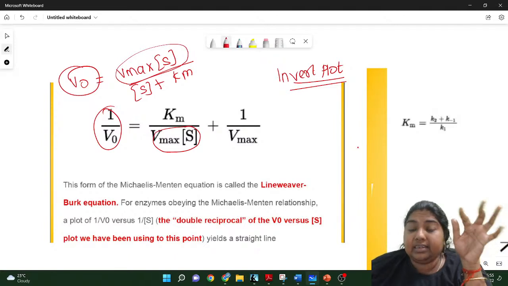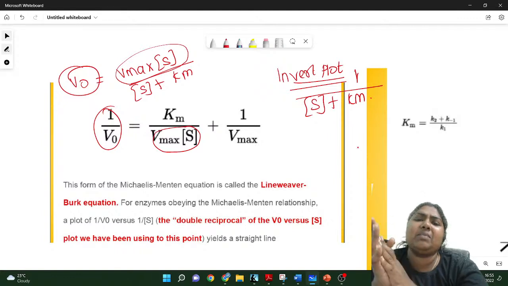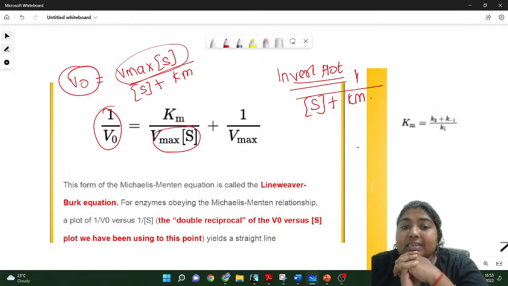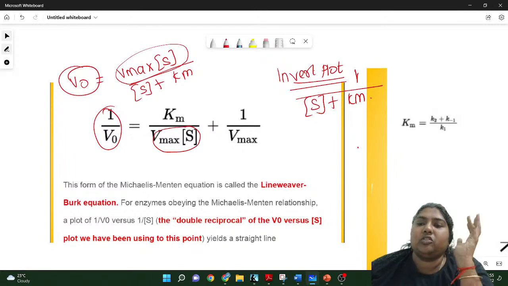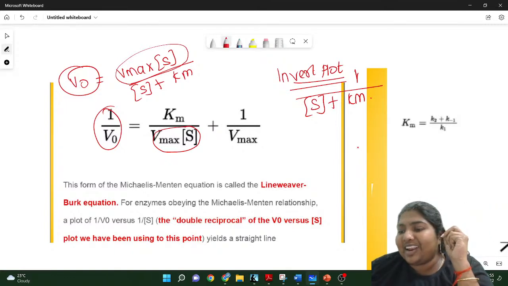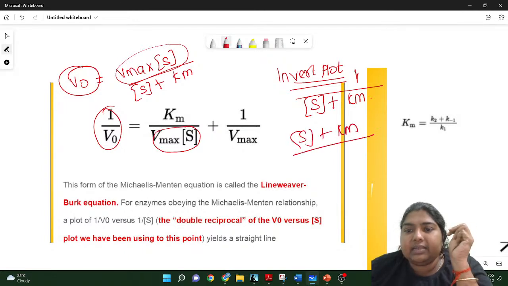Then, if I have to take S plus Km, it is going to become inverted. Is it possible to take it as such, inverted? It is an inverted plot, correct? So S plus Km cannot be taken as such. So you are going to take the inverse, which becomes S plus Km divided by V max into S.